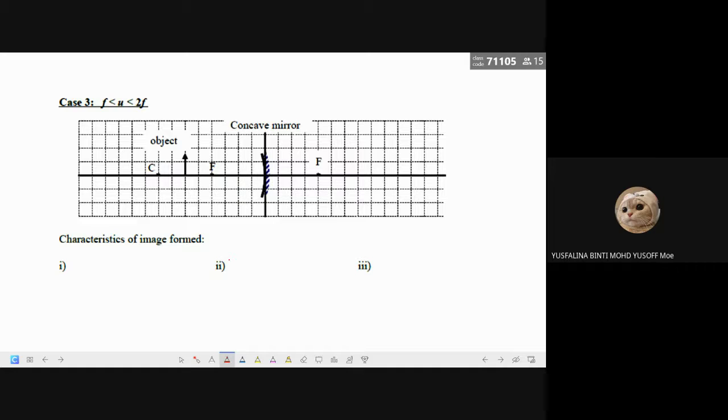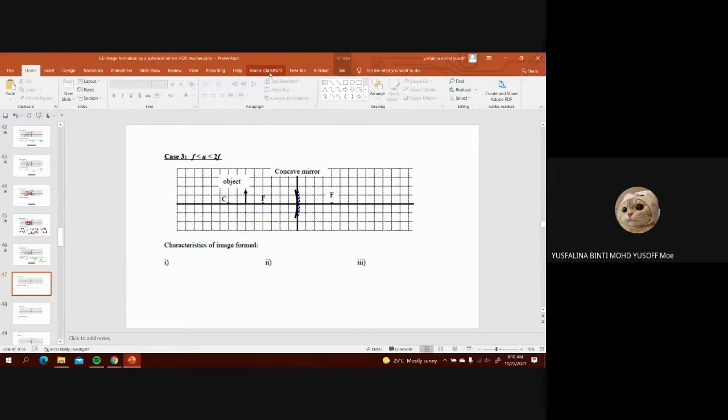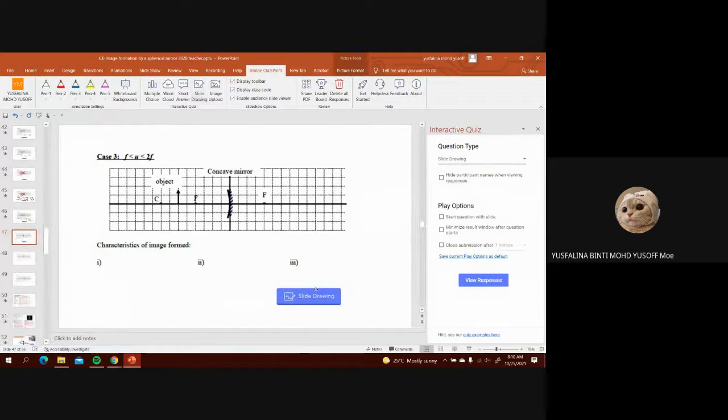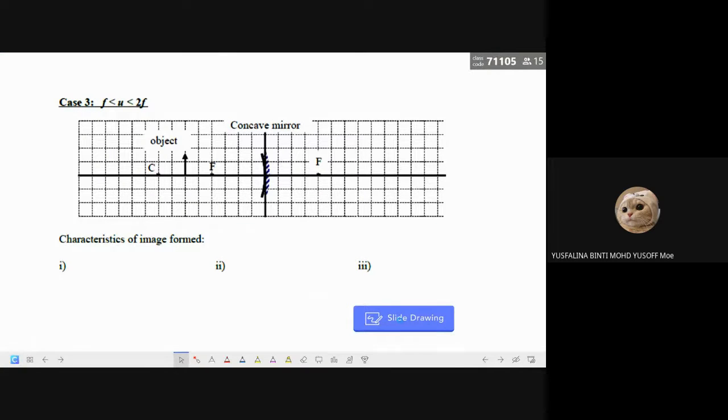Okay, so what will happen to the concave mirror? Let's try to draw this one. Okay, so the object is between F and 2F.